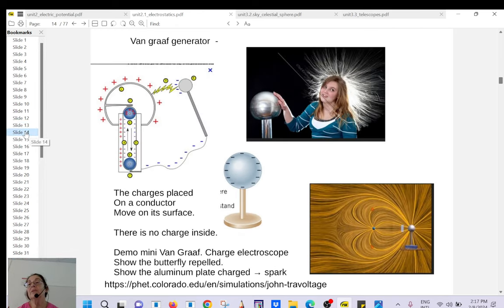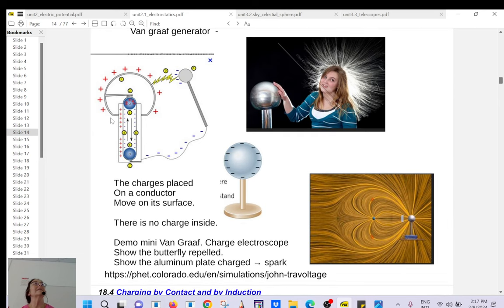And I have uploaded on my website a demo as well. So this is called a Van de Graaff generator. Have you seen those? Yeah. Right, you did?